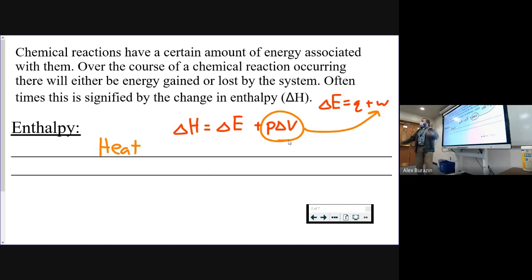In actuality, no. But for what we're up to, it is, because we're not going to do any work in any of these problems. That makes sense. So when you see the word enthalpy, please think heat for the 8th time this week that I've looked at it.